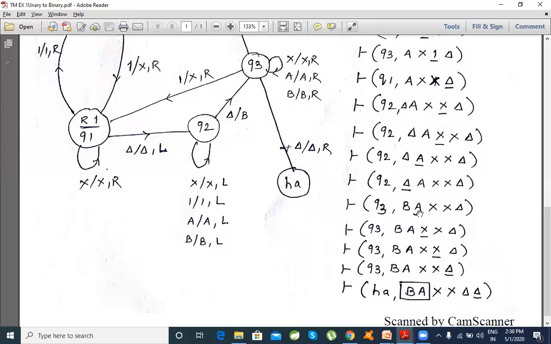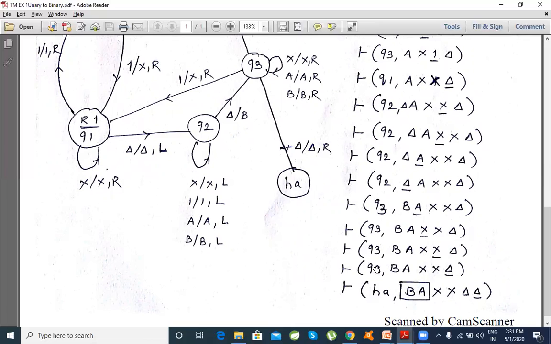Being in Q3, if you read A, it is written as it is, move towards right. Being in Q3, if X is there, write it as it is, move towards right. Q3, if you're reading X, write it and move towards right. And by default, if you come across the rightmost null, it means there are no more ones left. The input is totally exhausted.